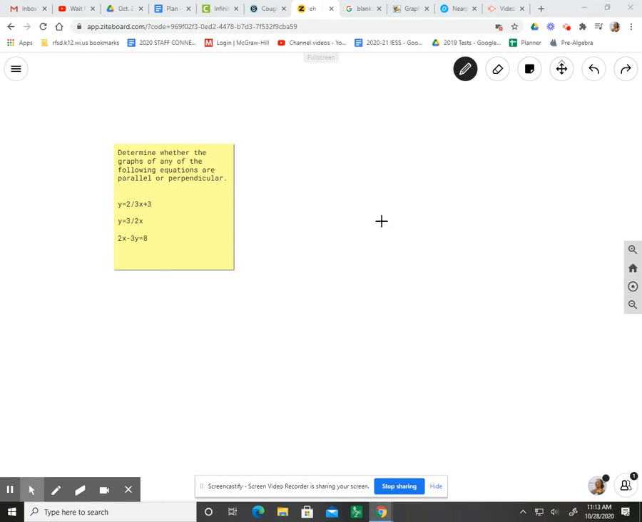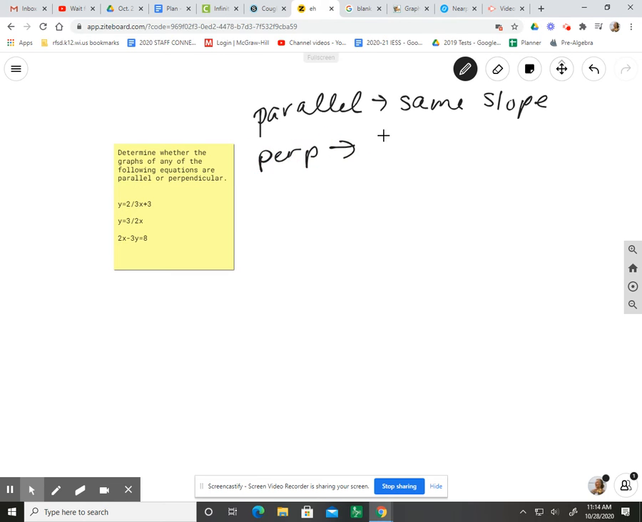Alright, so we need to determine whether the graphs of any of the following equations are parallel or perpendicular. So remember, parallel lines have the same slope. Perpendicular lines have opposite reciprocals for slopes. Okay, opposite reciprocal slopes.